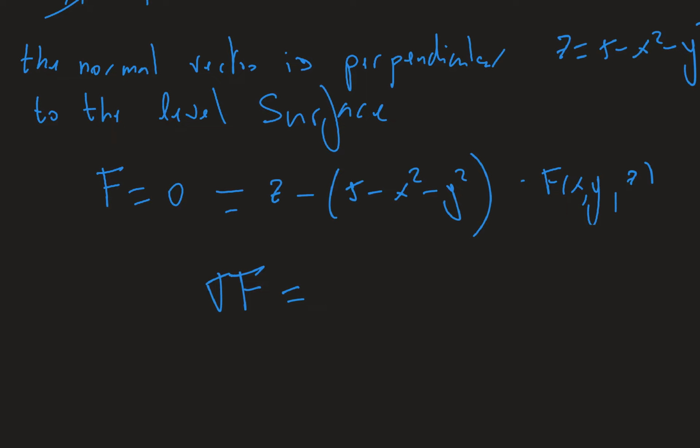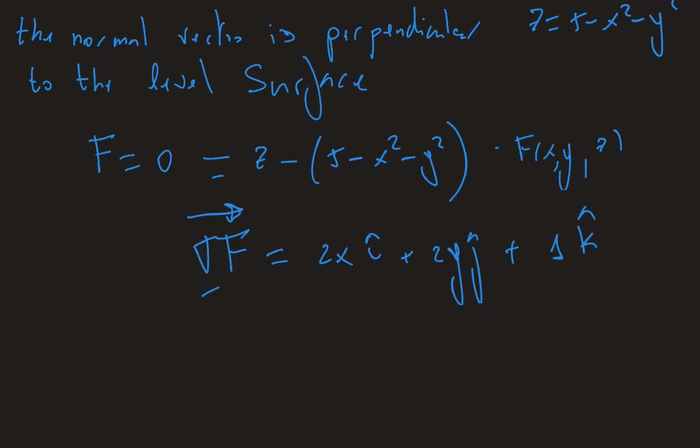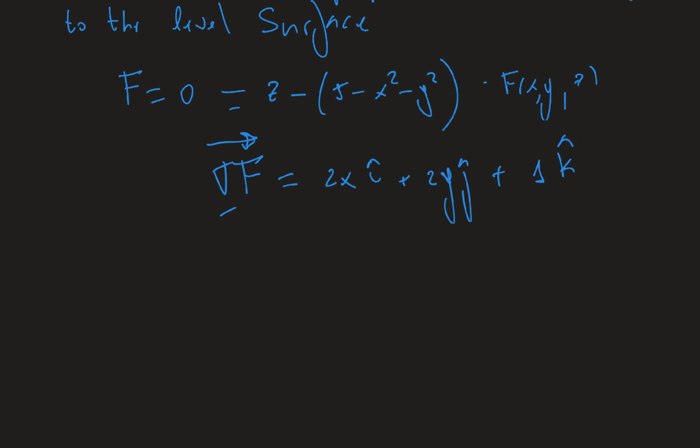So now the gradient of F is the derivative of F with respect to x, times i, the derivative of F with respect to y, times j, the derivative of F with respect to z, times k. Now this is the gradient. This is a vector, and the vector points in the direction perpendicular to the level surface. Perfect. And now what is the gradient at the point, let's say, 1, 1, 1?